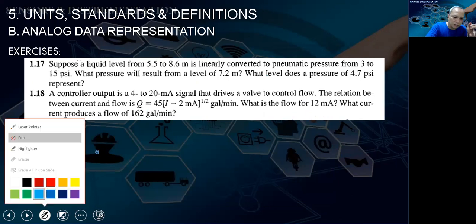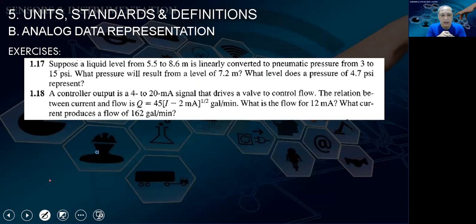And one example, this is actually very simple. Let me do number 1, but you can try number 2 again. Number 1 is taken from the book, problem 17 in chapter 1. Suppose a liquid level from 5.5 to 8.6 meters is linearly converted to pneumatic pressure from 3 to 15 pounds per square inch. The question is: what pressure will result from a level of 7.2? How do we find that out? And the next question is, what level does a pressure of 4.7 psi represent? So there is this level, and then there is this transformation to pressure.